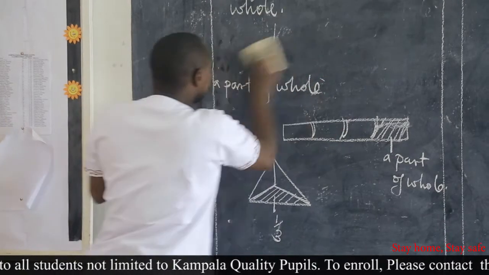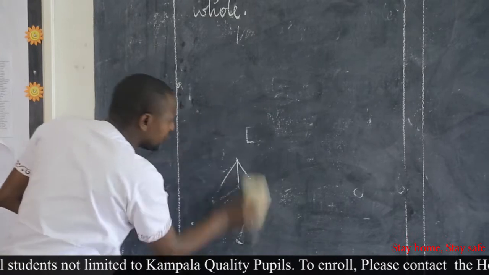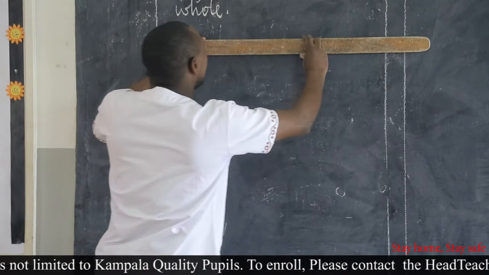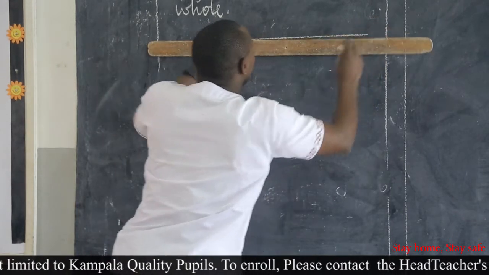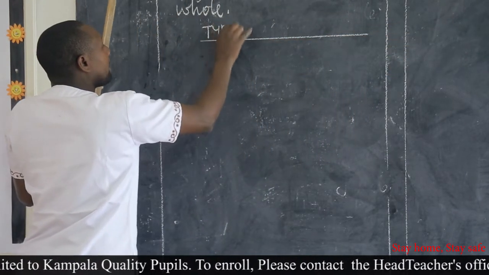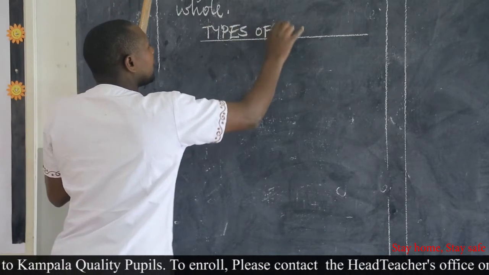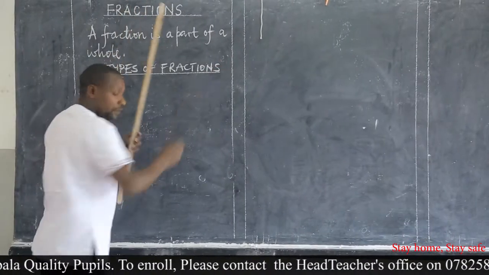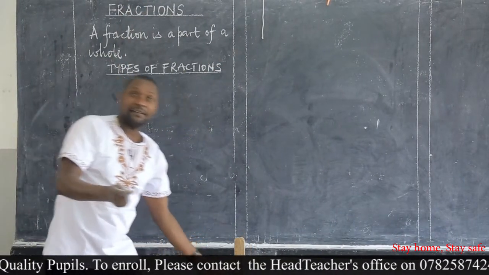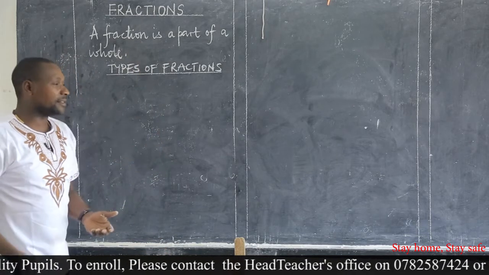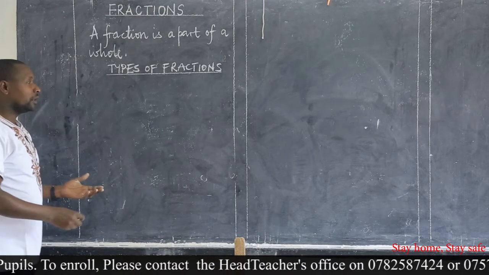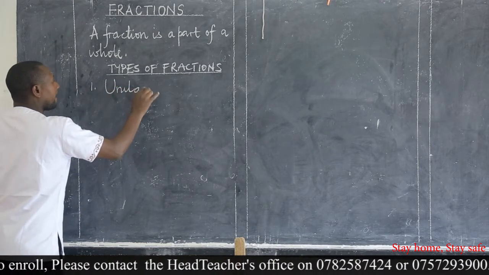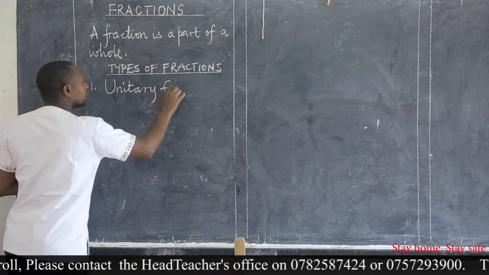Now, let's move a bit. Under fractions, we have types. Call them types. Everybody said types. We have what we call types of fractions. I know some were mentioned in P3, but let's remind ourselves the types of fraction. We have one which is called unitary. Unitary fractions. Sorry.